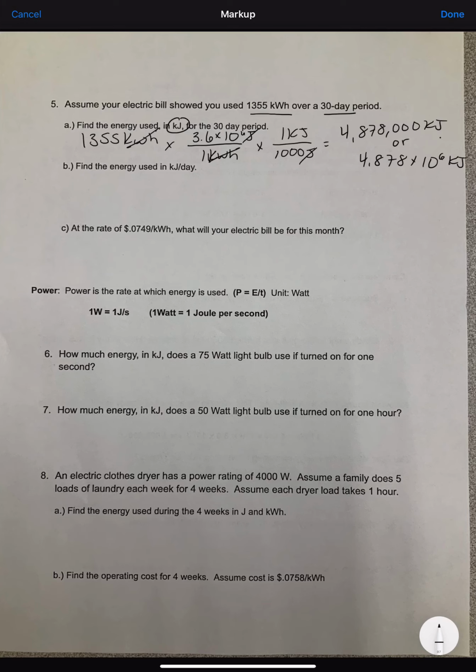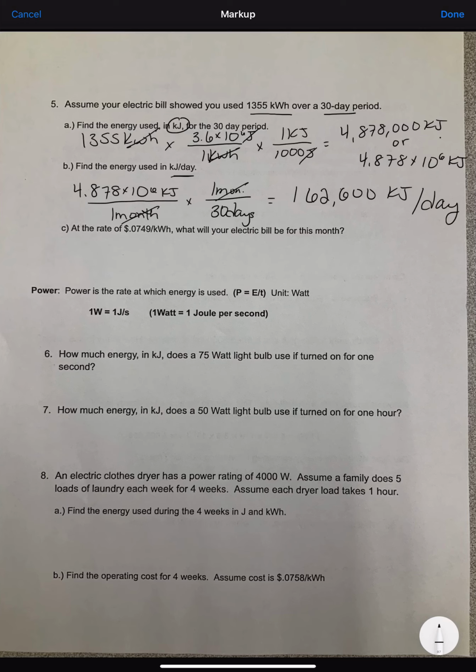Now we have to find out the energy used in kilojoules per day. So I've got my 4.878 times 10 to the 6 kilojoules, and that is per month. So I know that's my 30-day thing. 1 month is going to be the 30 days. And so when I multiply that across, I'm going to get 162,600 kilojoules per day.